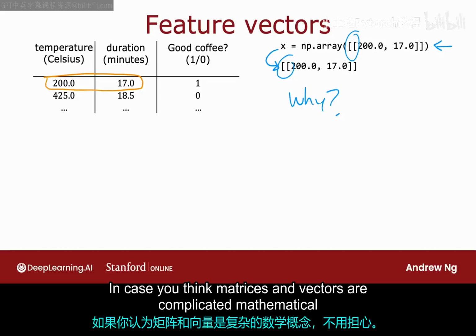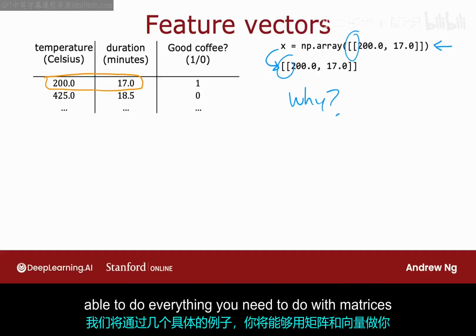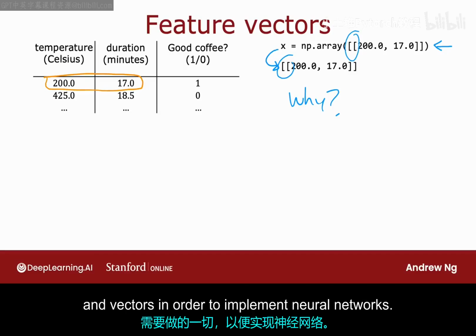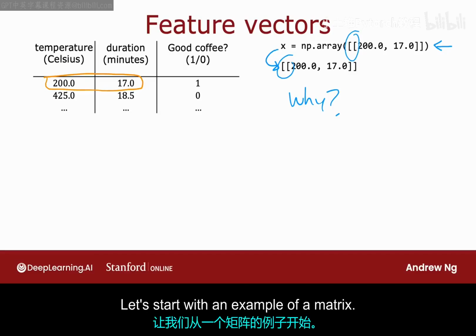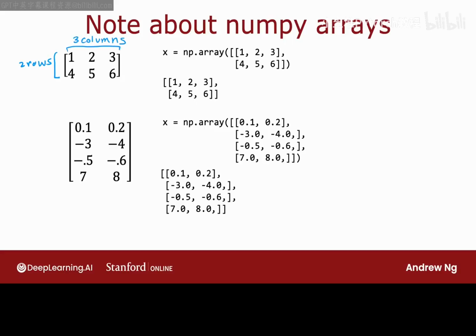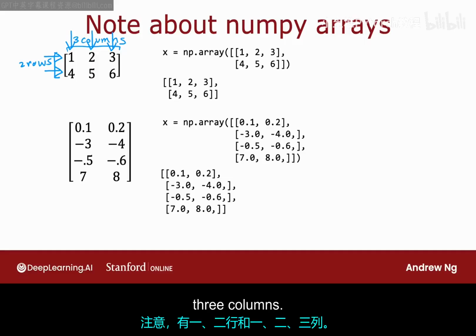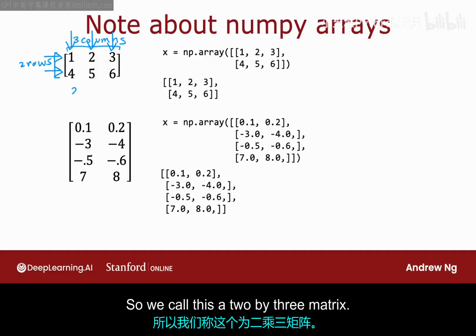In case you think matrices and vectors are complicated mathematical concepts, don't worry about it. We'll go through a few concrete examples and you'll be able to do everything you need to do with matrices and vectors in order to implement neural networks. Let's start with an example of a matrix. Here is a matrix with 2 rows and 3 columns. Notice that there are 1, 2 rows and 1, 2, 3 columns. So we call this a 2 by 3 matrix.